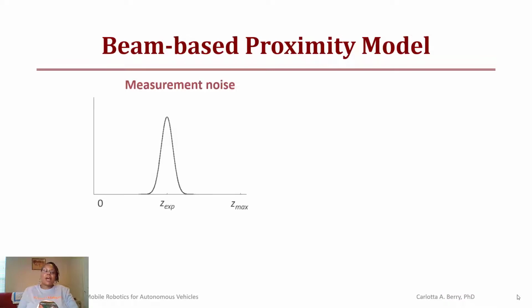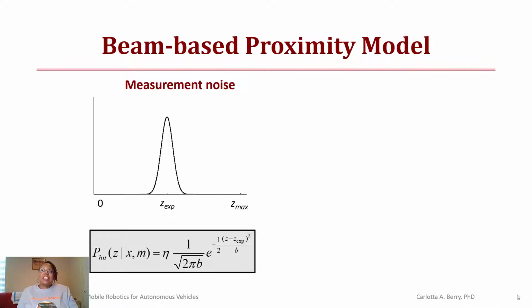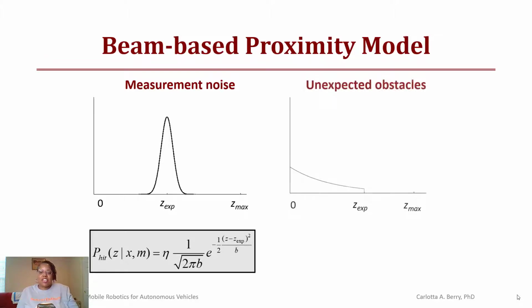So in the beam-based proximity model, we model the error in the sensor as we did for motion models using a Gaussian distribution where z expected would be the mean of the Gaussian distribution. And of course, the error with respect to that measurement is going to end up being our standard deviation. So the probability of getting a hit for that sensor z given x and m is eta times 1 over the square root of 2 pi b, e to the negative 1/2 (z minus z expected) squared over b. And this is just our Gaussian distribution formula that we have seen in previous lectures.